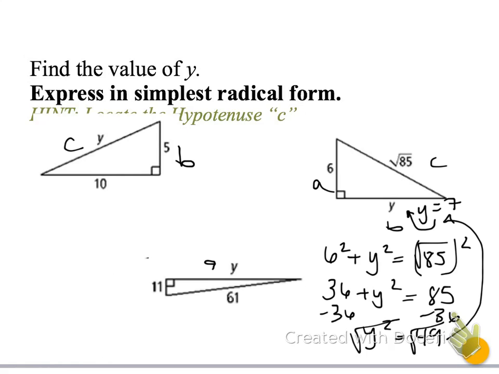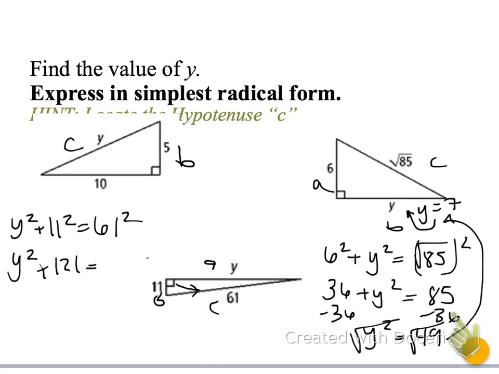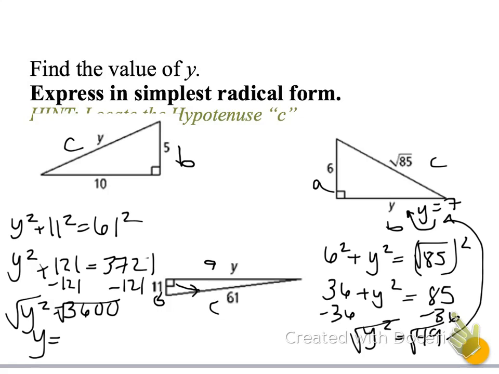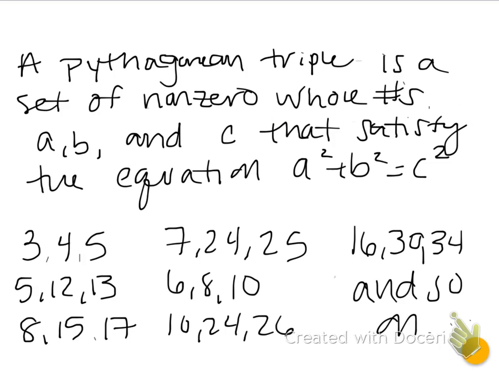So we're going to say this is A, this is B, this is C, because my hypotenuse always sits across from that 90-degree angle. So y squared plus 11 squared equals 61 squared. So y squared plus 121 equals 3721. Subtract 121. So y squared equals 3,600. You have to take the square root of both of them. The square root of that is going to be 60. So y equals 60 in that situation. Sorry, this is written really sloppily.